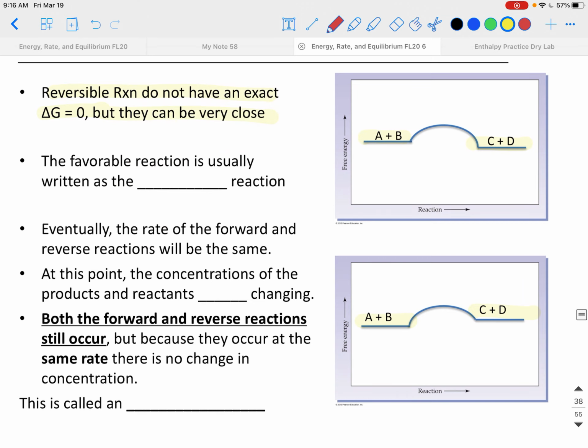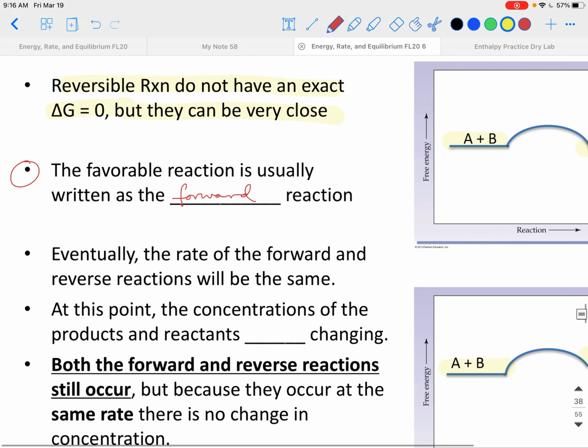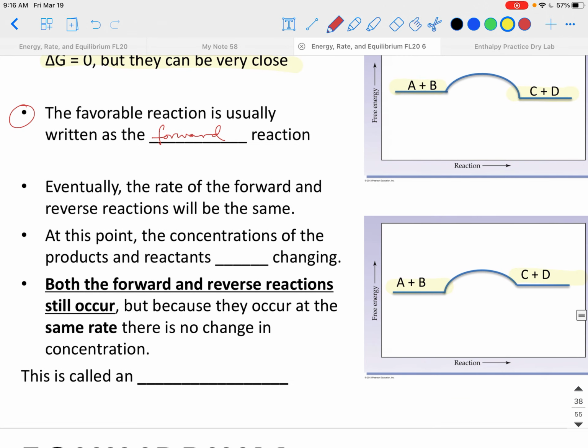Now, this is a side note, not a key note, this bullet point. It's not the main point of the slide, but usually when you have this situation, the favorable reaction, the one that has a delta G that is slightly negative, is written as the forward reaction. But I'm going to move past that because it's just a side note here. I'm not going to ask you questions on that.